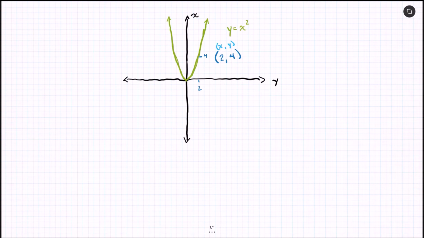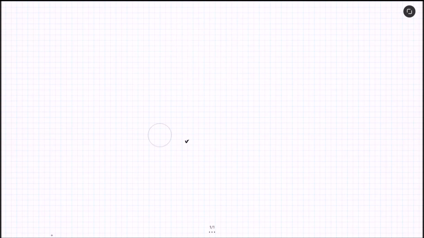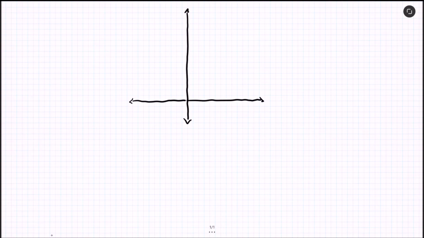Now, how exactly do we draw a graph ourselves? There's a lot of tricks to it, but here's a solid go-to if you ever forget the tricks we talk about in later weeks. Let's try graphing this function, y equals 2x minus 4.